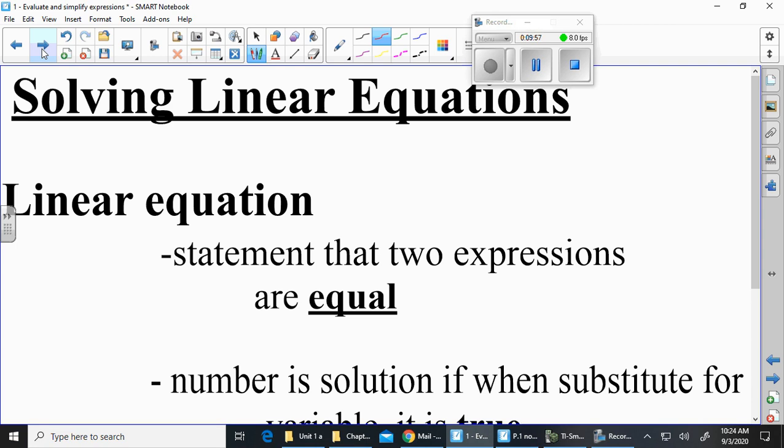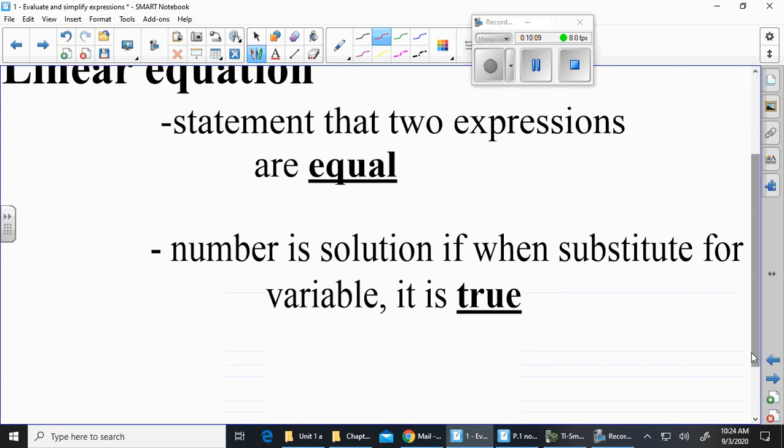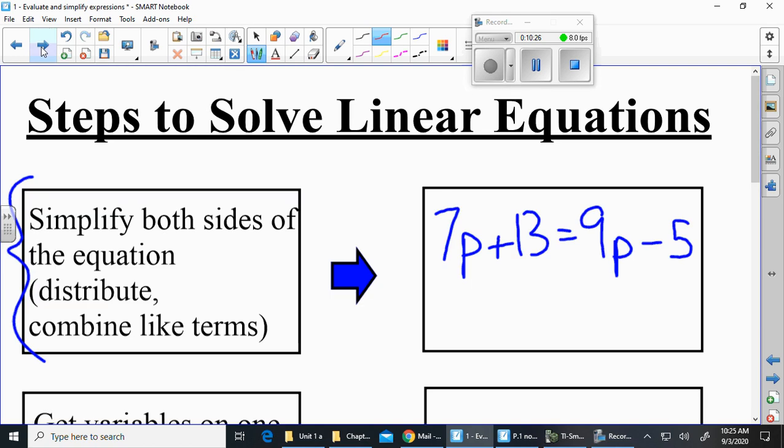solving linear equations. So linear equation, now we have an equal sign. So this side equals the other side. You're trying to find what that variable equals. You know you found the right answer if, when you plug it in, it makes the statement true. Okay, so with solving linear equations, I'm going to sort of do one and go through the steps.